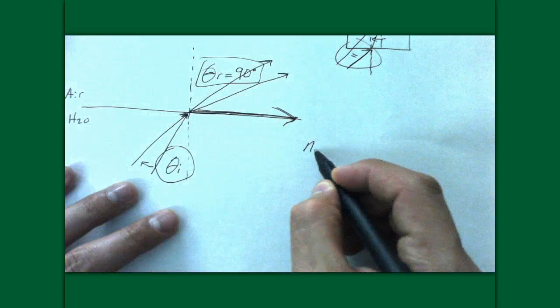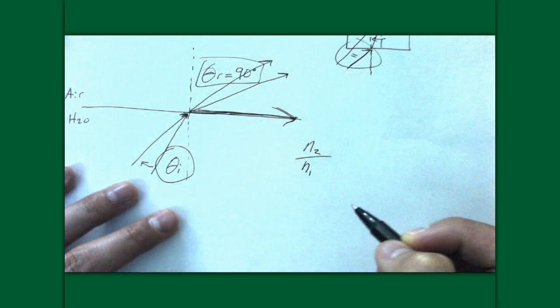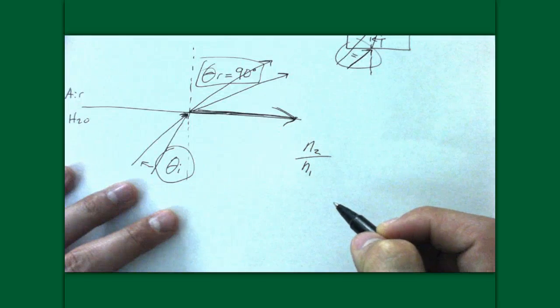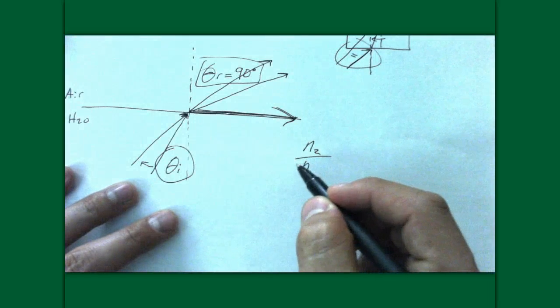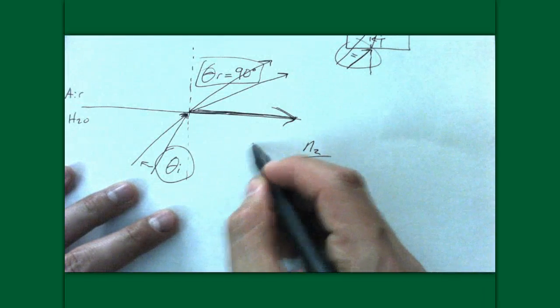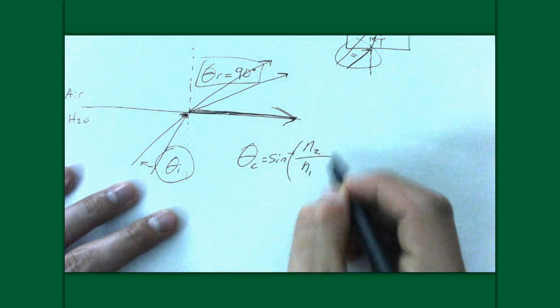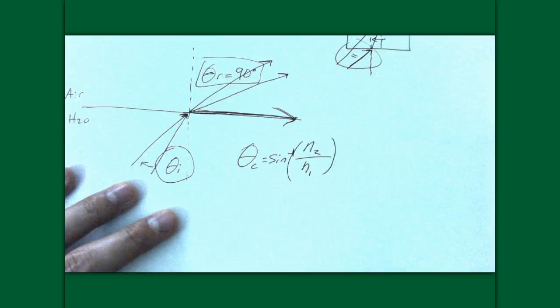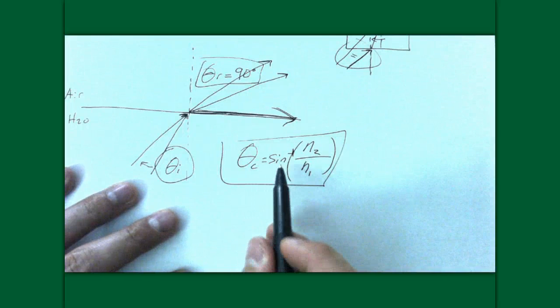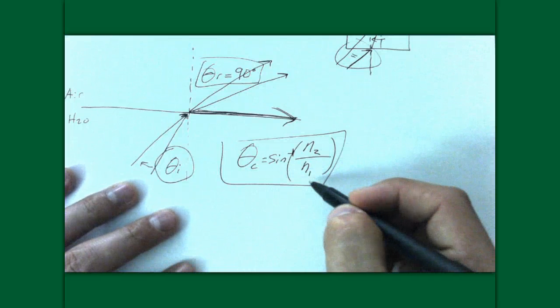What you'll do operationally is use this N2 over N1 equation, but that only gives you the sine of the angle, and you don't want the sine of the angle, you want the angle itself. So what you'll have to do is take the inverse sine of whatever you get there. I would write this as an operational equation: the critical angle is the inverse sine of N2 over N1.